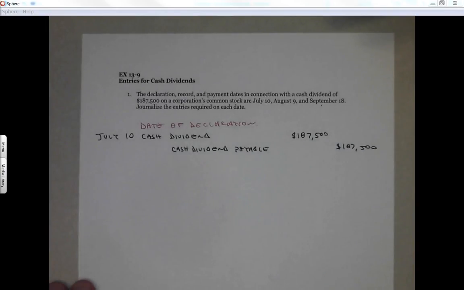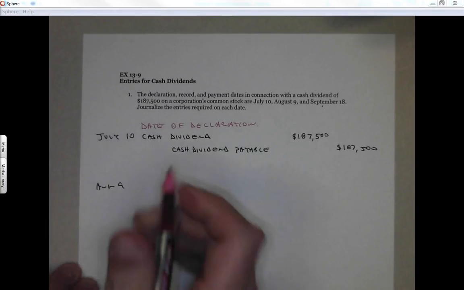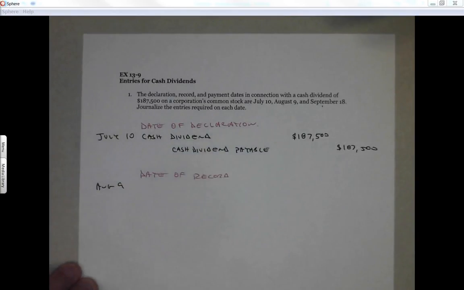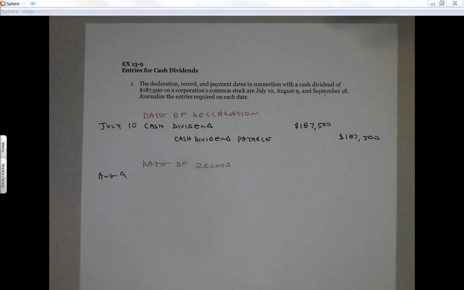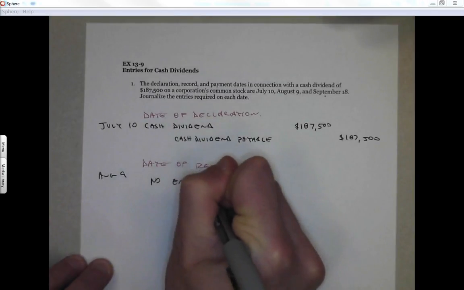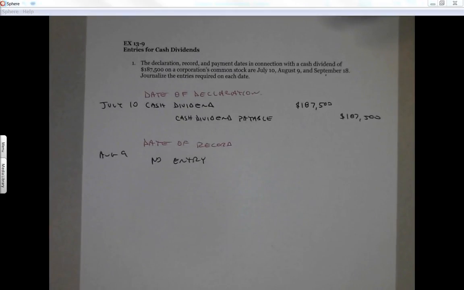All right, so the next date, August 9th, that's our date of record. So the date they're going to look out and see who owns the stock and gather all of the names and addresses. And so on this date, though, there's no entry. There's paperwork, but there's no accounting entry. Lots of paperwork to try to figure out who the names are, and probably have to have Social Security numbers to prepare all the tax reporting and everything. But there's no formal entry in the accounting record. It's just simply a lot of extra bookkeeping on the other side.